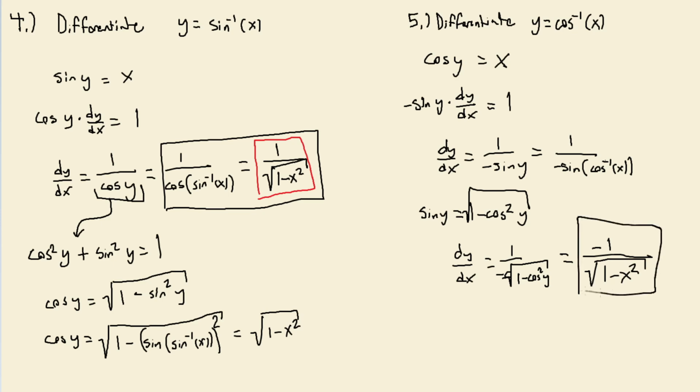And so that's our derivative of the inverse cosine function. It's going to be this one. And it really is just a negative derivative of the inverse sine function, interestingly enough.